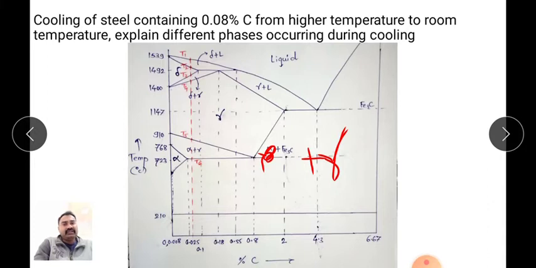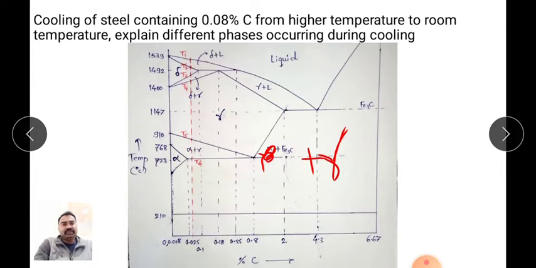And whatever the steel at T6, it will show the ferromagnetic phase, and whatever the steel at T5, that is showing the paramagnetic phase, because we know that whatever the steel in between or at 768 degrees Celsius, that steel will show the magnetic properties, which is known as a ferromagnet, and above 768 degrees Celsius it loses its magnetic property. That's why it is known as a paramagnet, and the temperature itself is known as the Curie temperature.